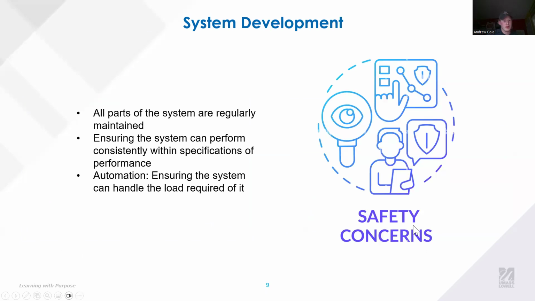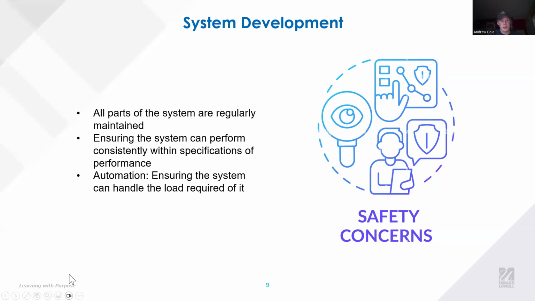And system development. So when doing a system like this, safety is the number one concern. Again, for the volume of people that this is going to be catering to. So to ensure this, all parts of the system need to be regularly maintained. This includes all the hardware components, but as well as the software to make sure that the PIDs are running smoothly. All of the materials making up the track are not under any failure of any sort. And a lot of that comes with ensuring that the system can perform consistently within its specifications.